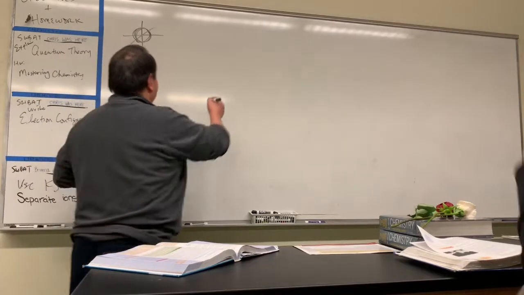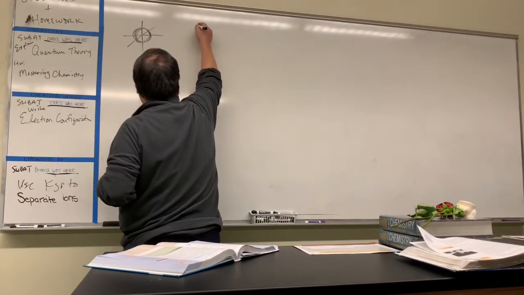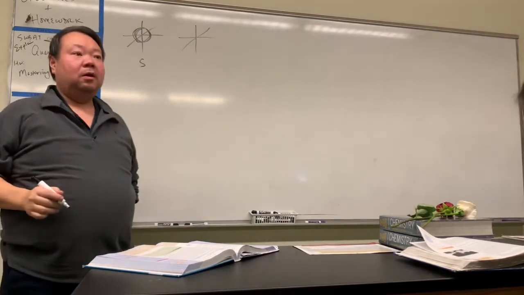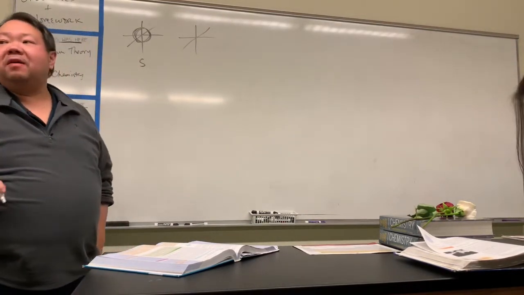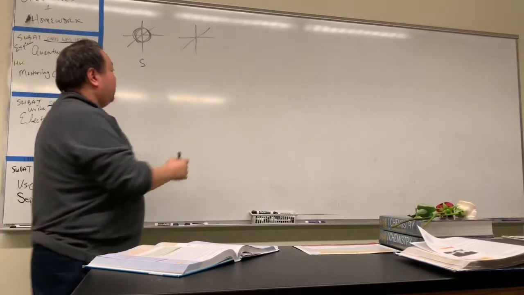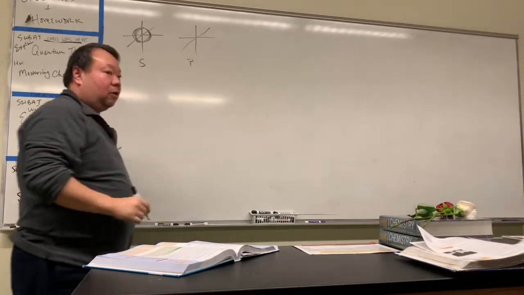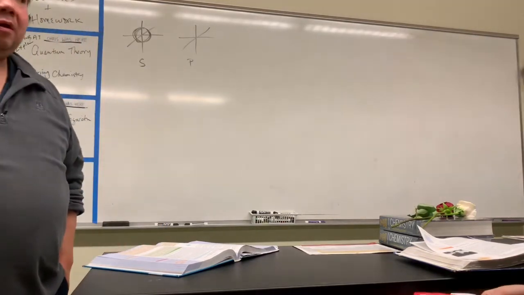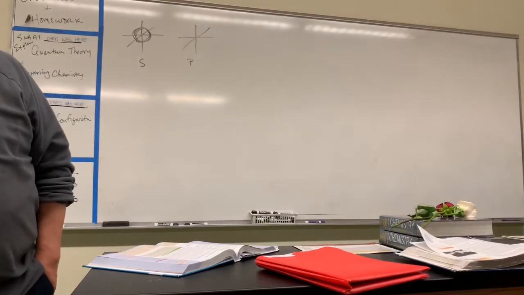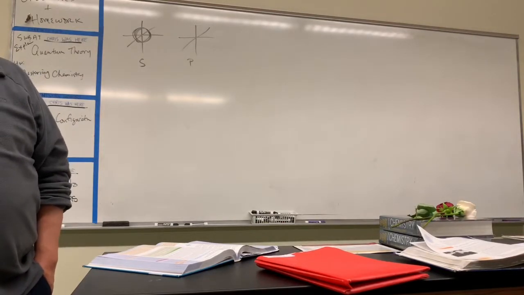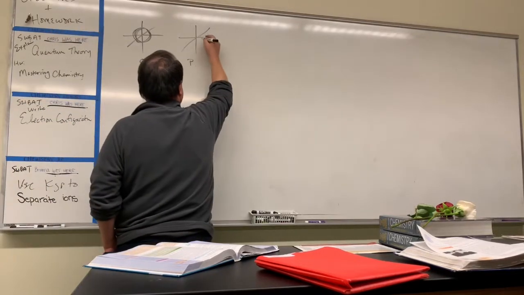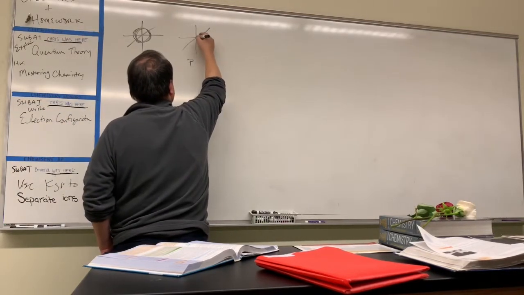Also, I'll have to teach this next one first. There's only 4 of these, so it's not that bad. The second one is called the P sublevel. The P sublevel is made up of 3 of the same shapes. They're called orbitals. One of them looks like a dumbbell. What's a dumbbell look like? It looks like an H kind of.